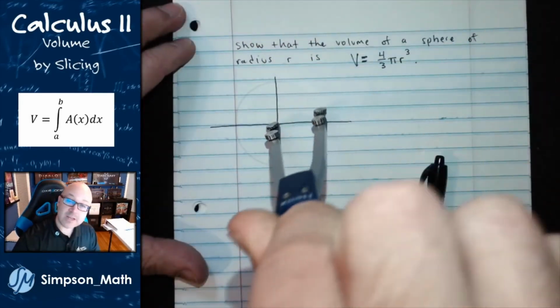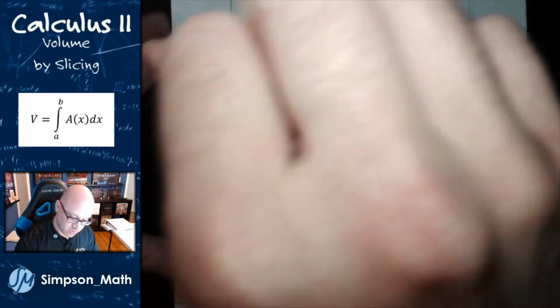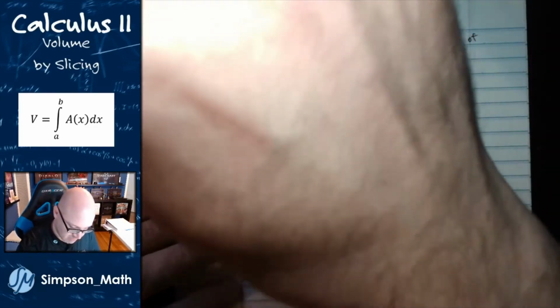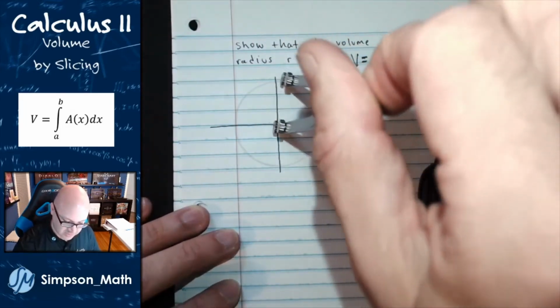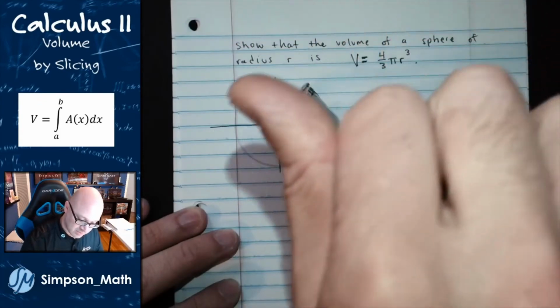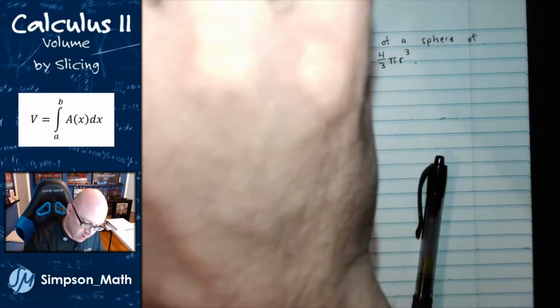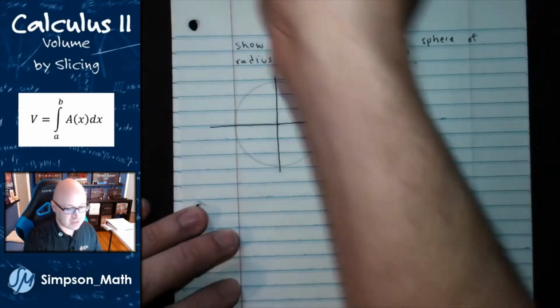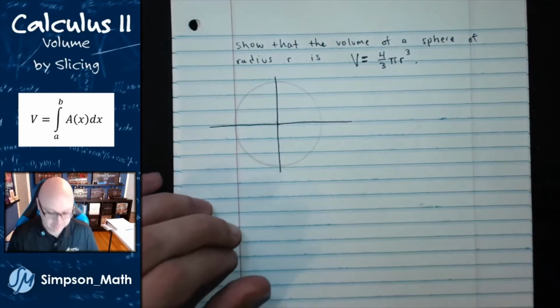And the radius of this circle or sphere is r. Maybe the radius is 1 and it's the unit circle. Maybe the radius is 500. I don't know. I don't care. It's going to be some general r. R is just some number. It's not a variable. R is the radius of the circle, a number.